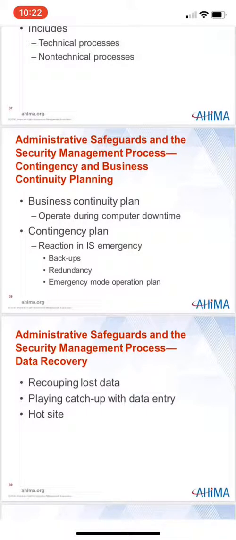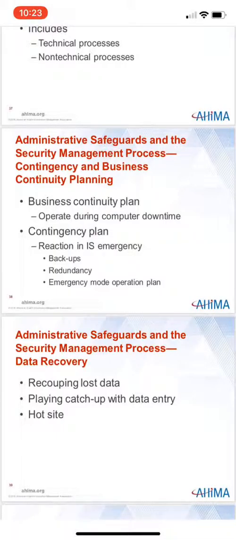The emergency mode operation plan encompasses procedures necessary to keep the critical business process of the covered entity in place during information system downtime. Manual processes such as paper laboratory slips, microfilm of the master patient index, and health record forms must be available in the event that the information system is down. The contingency plan must be tested periodically and revised as areas needing improvement are identified.